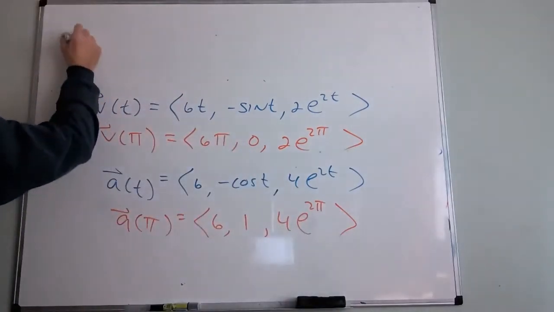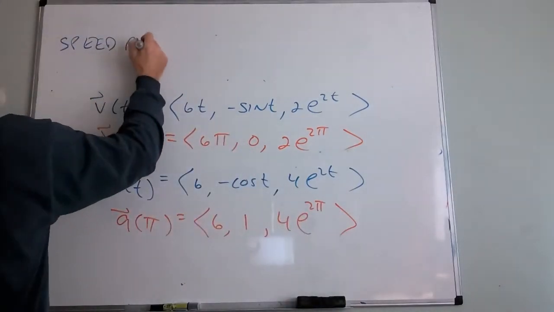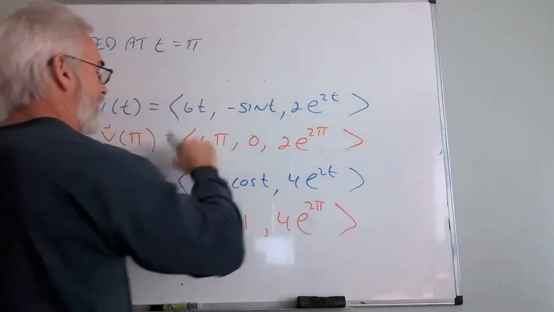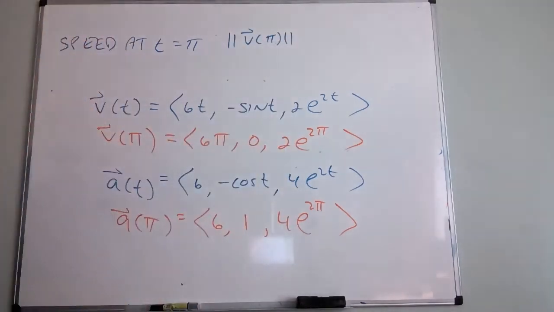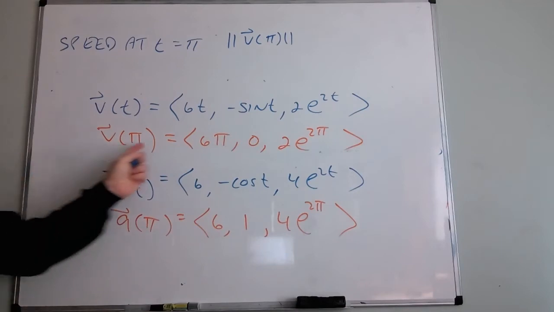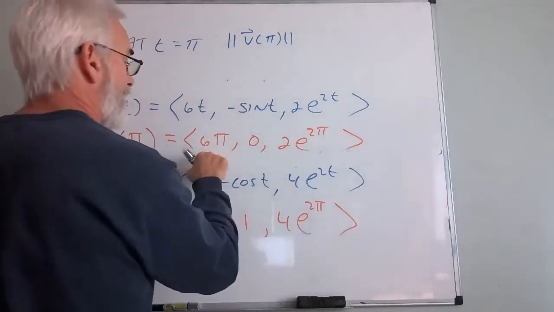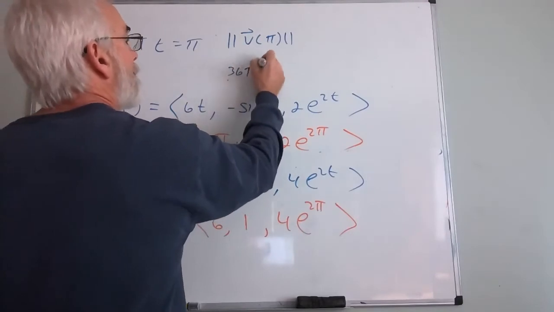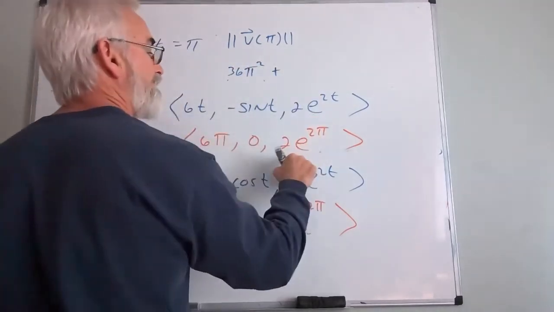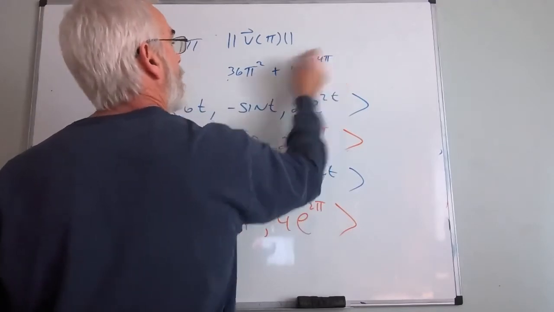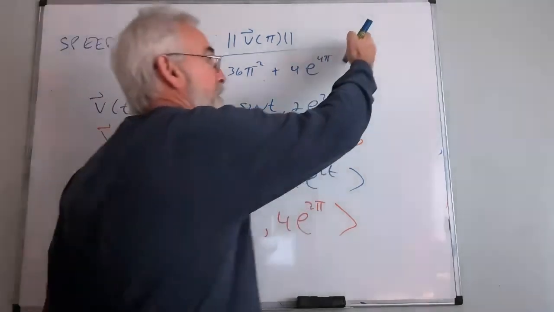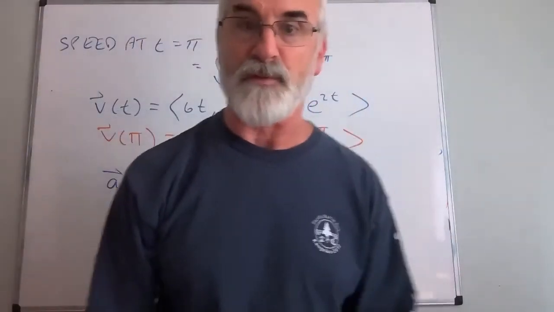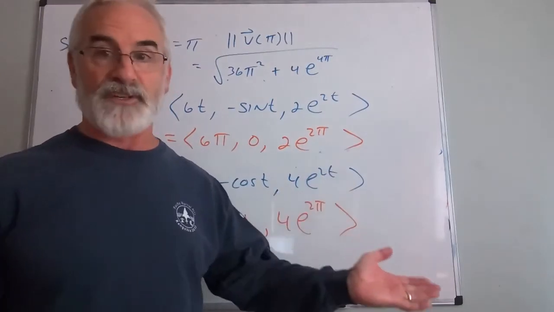So if I wanted speed at t equal pi, then the first thing I need to do is find the magnitude. No, I don't have to find the magnitude of v of t. I can just straight up find the magnitude of this guy. So that's going to be the square of 6 pi plus the square of 0 plus the square of this, which would be 4e to the 4 pi, all under the root. So that's my answer. Now, generally speaking, that would have units. So there would be some units distance per time, but I would have had to know those units before I started the problem. So in this case, I'm not going to put units because I wasn't given any.